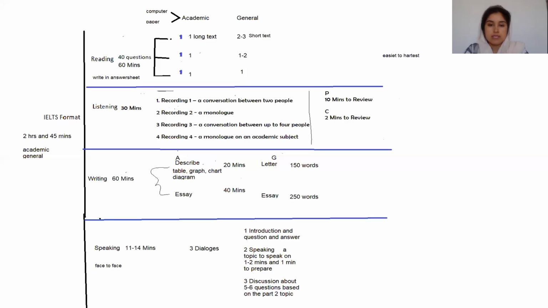And the third part is a discussion about the topic which was asked in the second part. It's about 5 to 6 questions that the examiner will ask, and you can still keep talking, and he or she will stop you when they want, and you won't lose a mark for that. So just be chatty and use good words, and you will get a very good score.